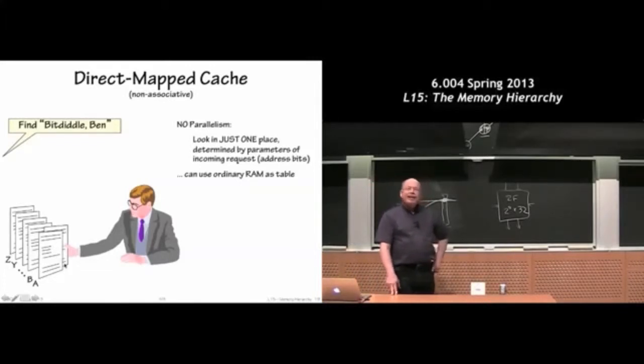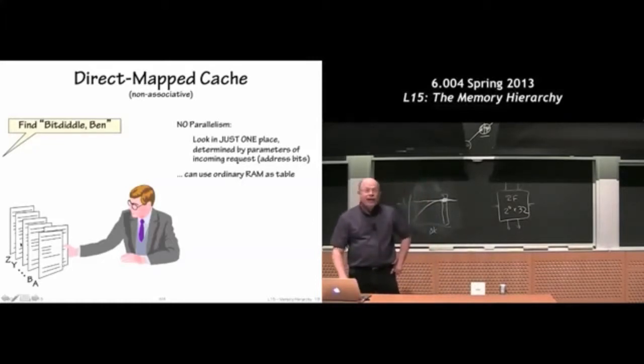Right, so when I ask for a bit diddle, he's going to look in his little B slot, which he can do quickly. He just reaches over to the B slot, looks at it and says, aha, is this page filed under B happen to be bit diddle?